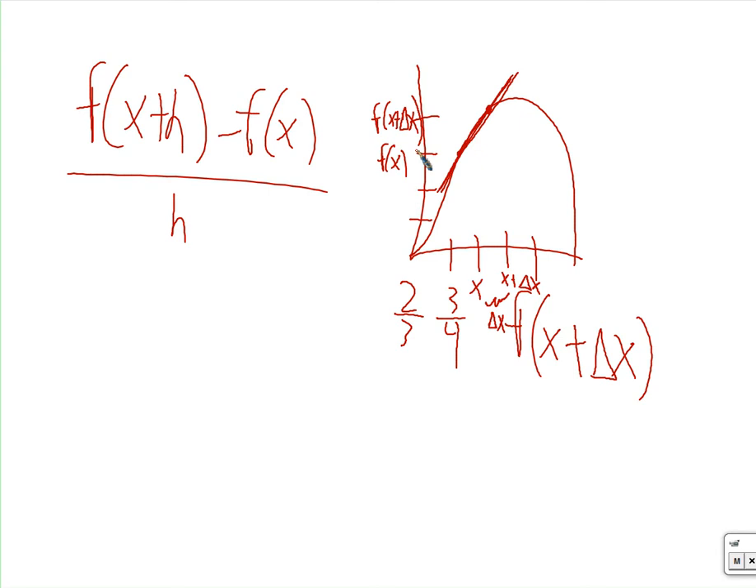So then, what's this guy here? This would be f of x plus the change in x. What's this guy here? f of x plus delta x. It's a y value, right? That's how we know it's a y value, because it's f of something. So it's the y value at what place? At x plus delta x. There's x plus delta x right there, and the y value of that x position is f of x plus delta x.